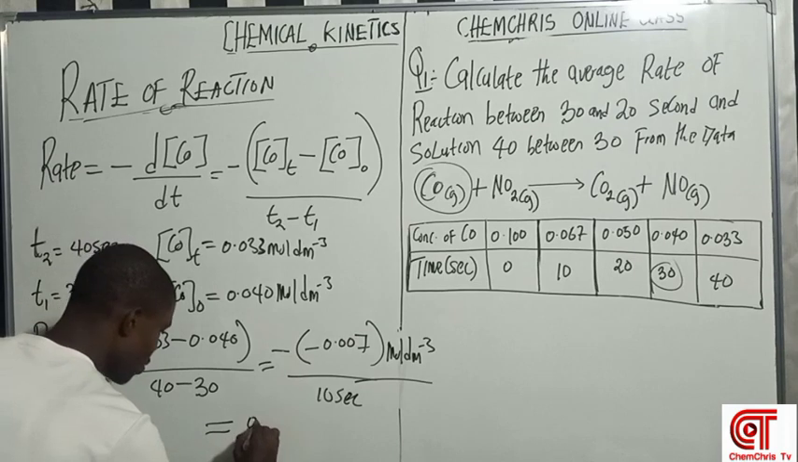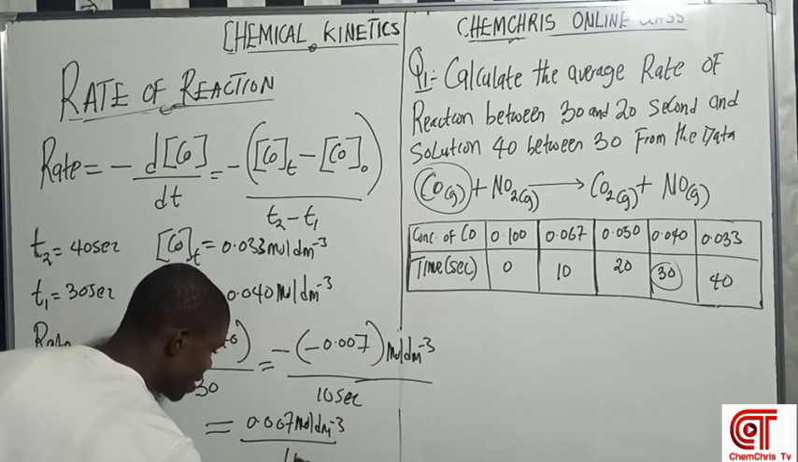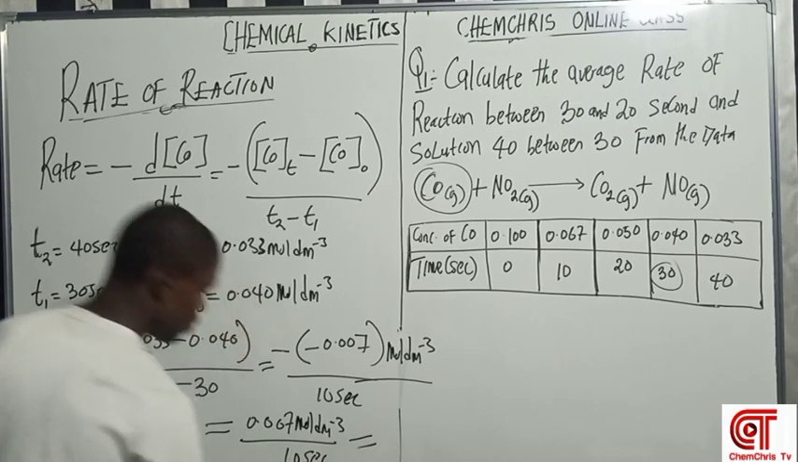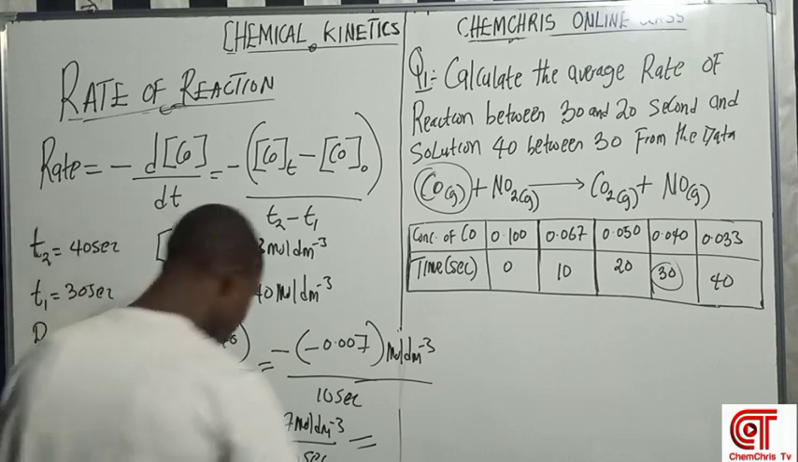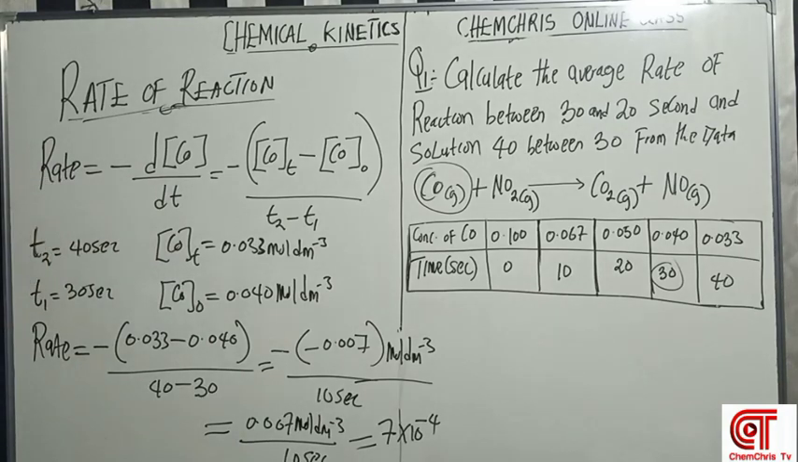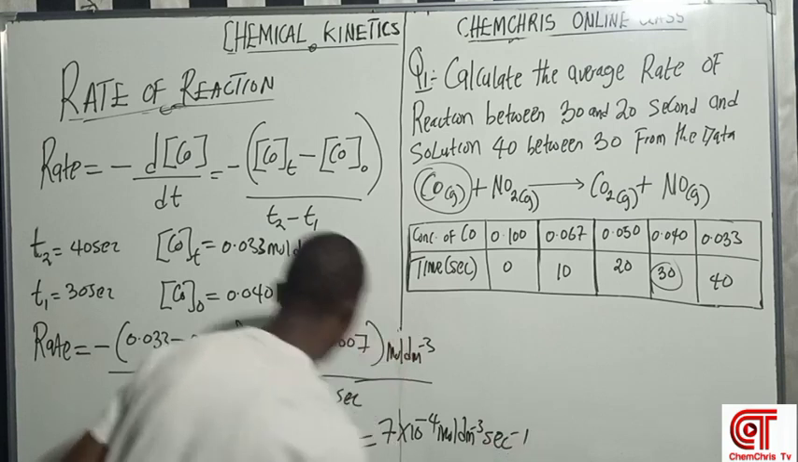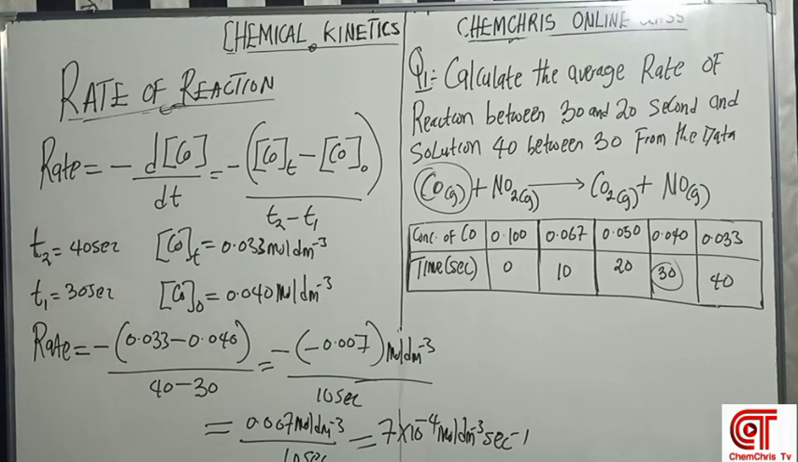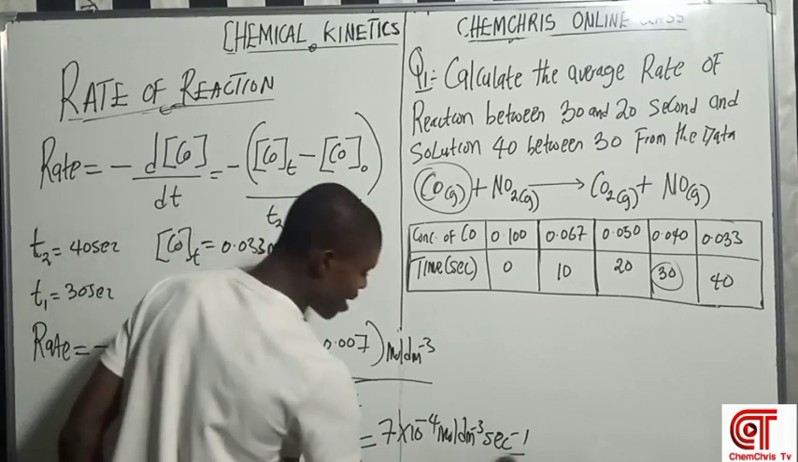So it's going to be 0.007 mole per dm cube over 10 seconds. So what happened here? 0.007 divided by 10. Here we have 7 times 10 to the minus 4, right? Minus 4 mole per dm cube per second. So the average rate between 40 and 30 is 7 times 10 to the minus 4 mole per dm cube per second.